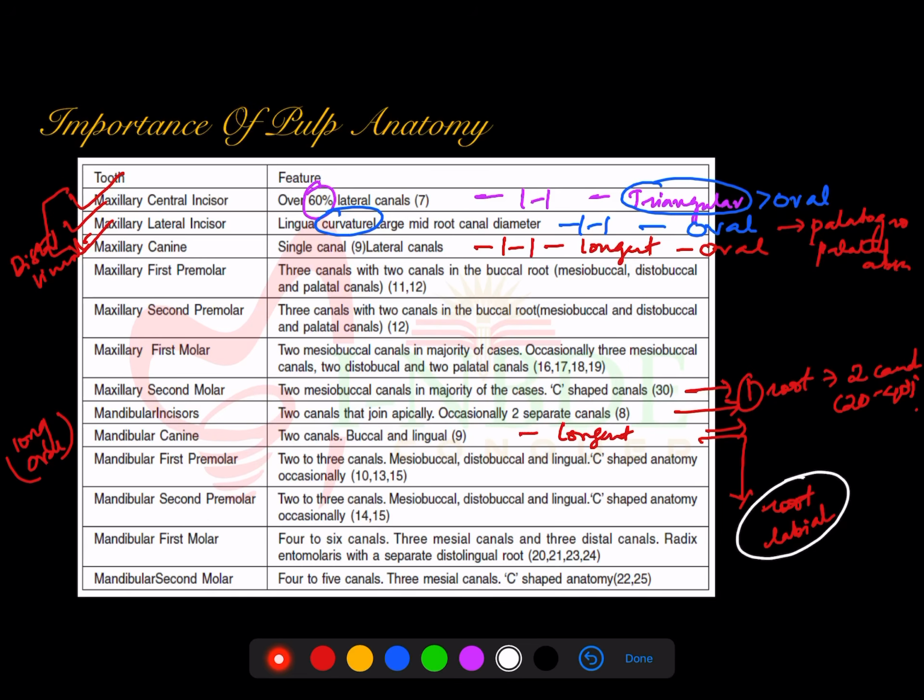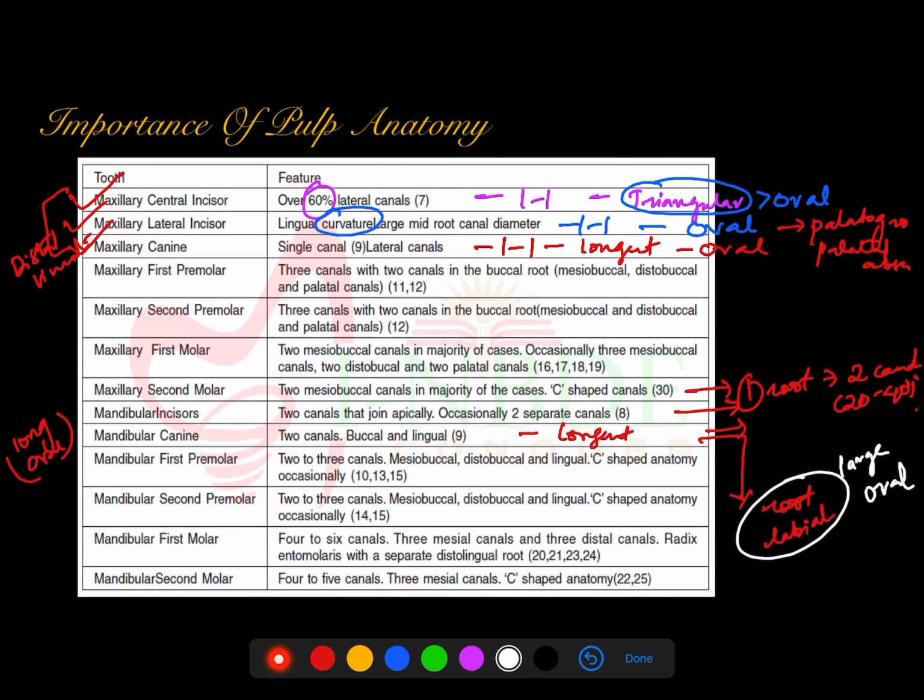Labially inclined. Okay. And the next important aspect, coming to the cross section, is that it is large oval. Okay, so these are the important things that you have to make a note of.